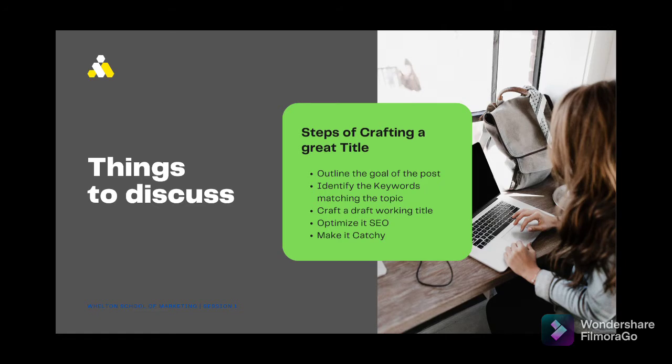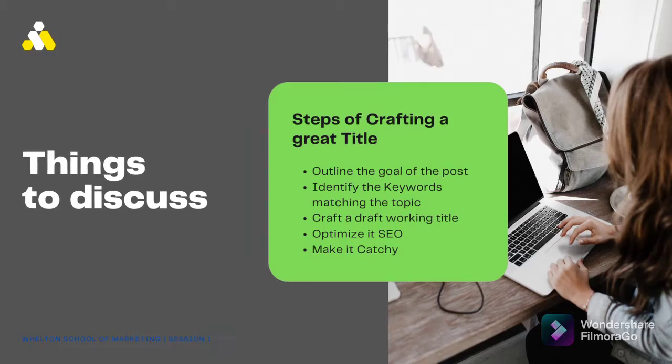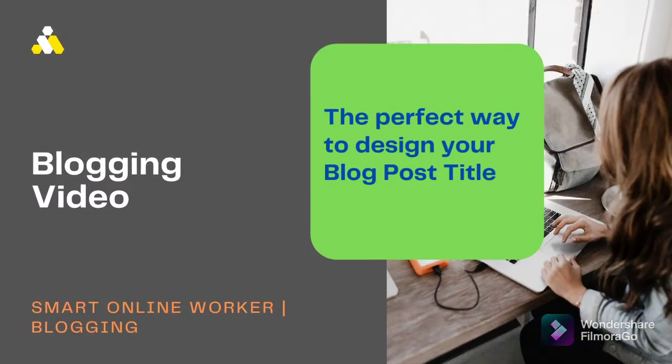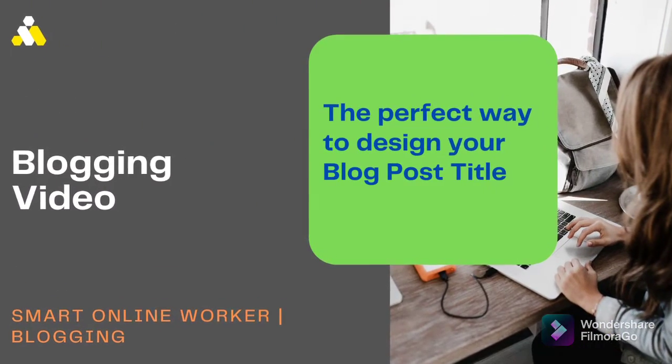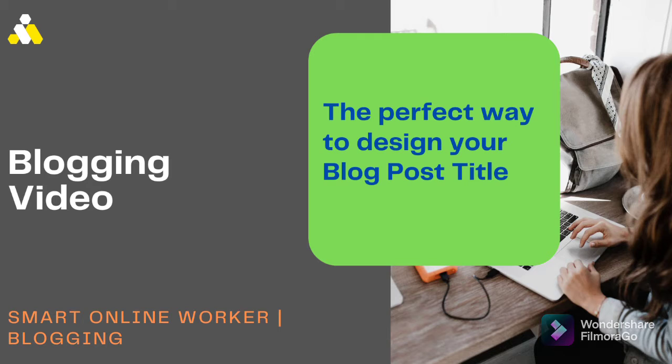Steps of crafting a great title. 1. Outline the goal of the post. The first step to designing a great title is to identify the goal of the blog post. Try to answer the question of what you will discuss and why you are discussing it. Doing this will give you an idea of what title you will use. It's good to consider what your reader expects, but try to put emphasis on your preference. Why so? The reason is to ensure you write something you are sure of.